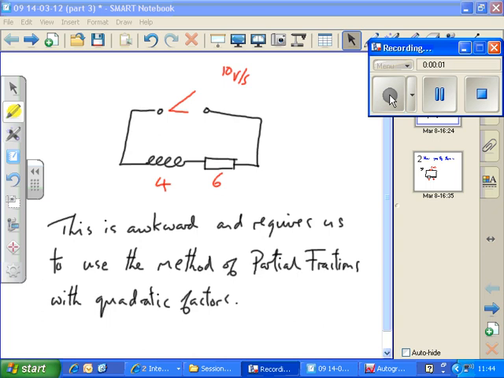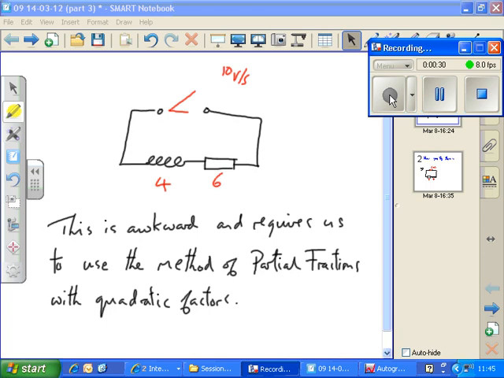In this example, we're going to look at a ramp voltage of 10 volts per second put across an inductor and resistor in series. This is quite an awkward one and requires us to use the method of partial fractions again, but with quadratic factors, which adds another factor, as we'll see. The method is outlined in the maths textbook in the chapter on partial fractions, if you care to have a look, section 7.4. Anyway, let's work through this example.